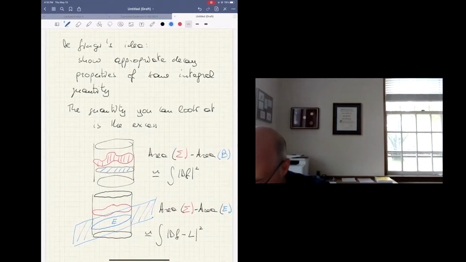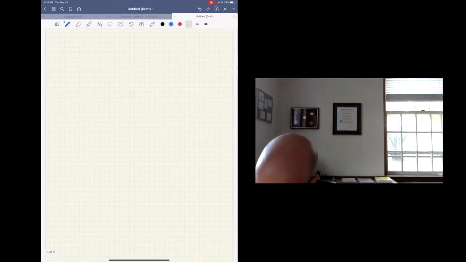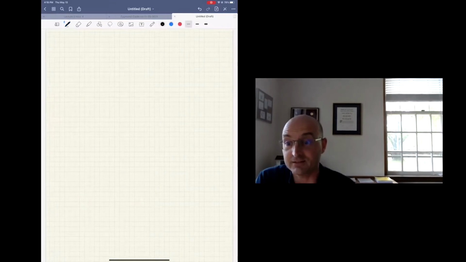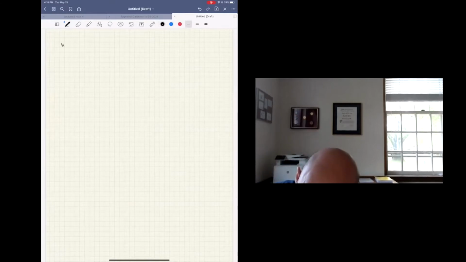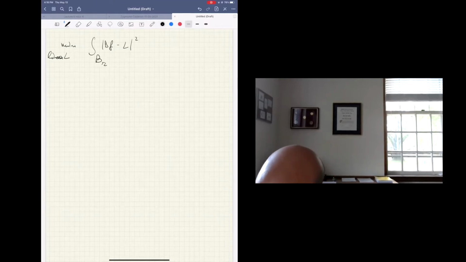Okay, so now why is this very interesting? Well, it is interesting because if you minimize this quantity over all possible planes, so you minimize over all linear L, say if I do it on the ball of radius r, this minimum is actually achieved by the average of the derivative of f on that ball.